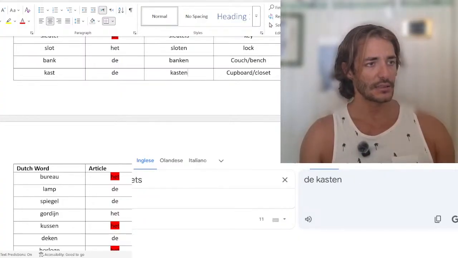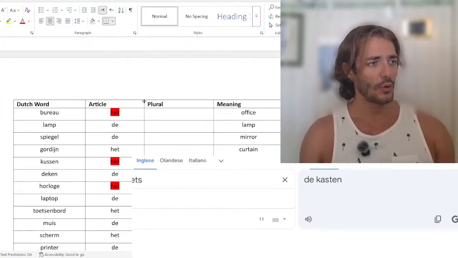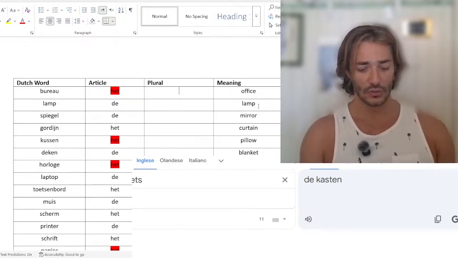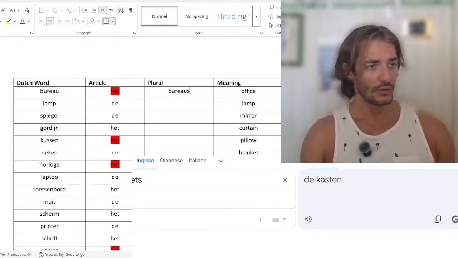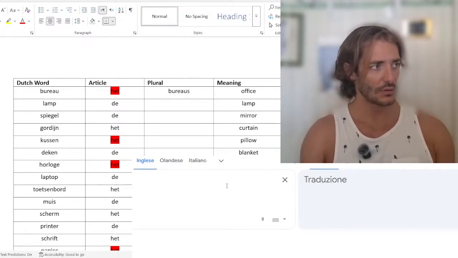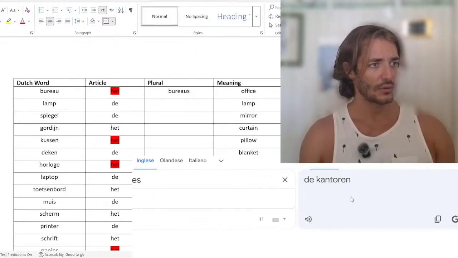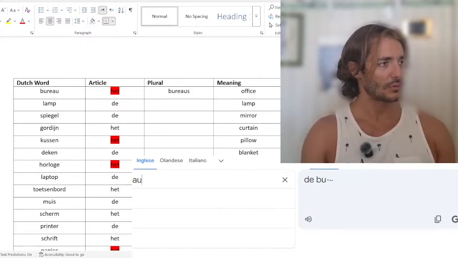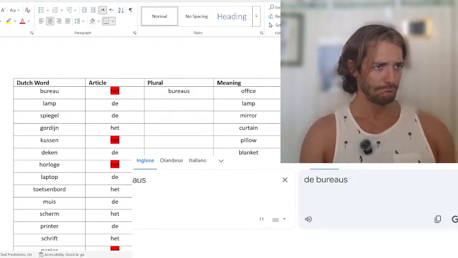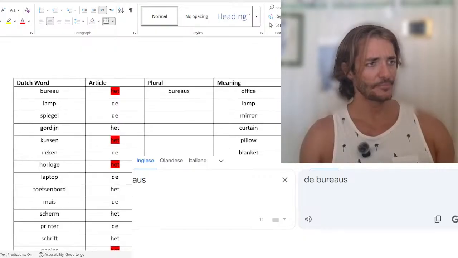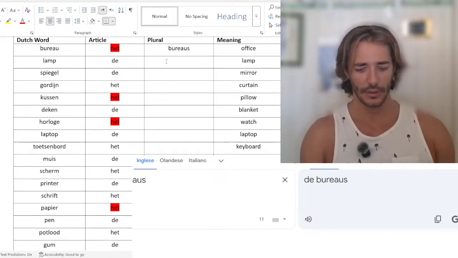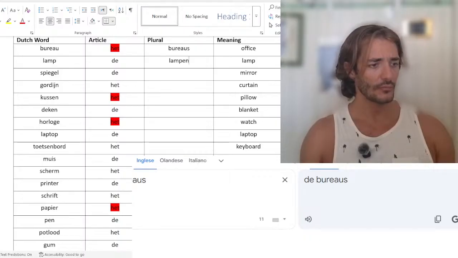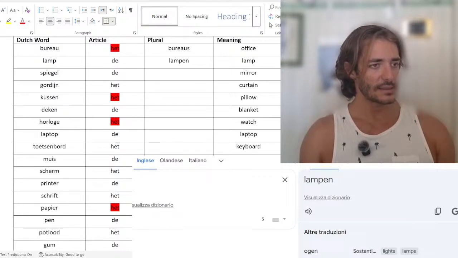The kasten, yes. Het bureau. This one I suppose is French, so it's probably des bureaux. It's a French word, so I would expect this to happen. Well, the Kantoren, but maybe there is also the bureaux. Okay. The lamp, the lampen. Yes, lampen.